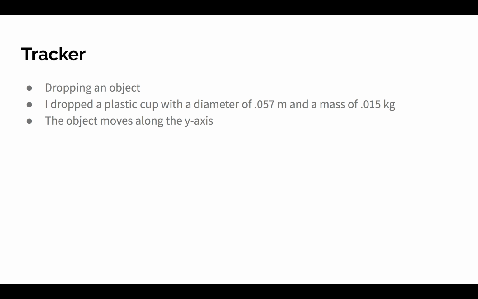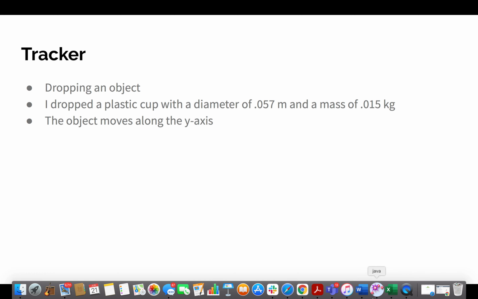So first I'm going to discuss the tracker I used. It revolves around dropping an object. I dropped a plastic cup with a diameter of 0.057 meters and a mass of 0.015 kilograms, and the object will move down the y-axis.